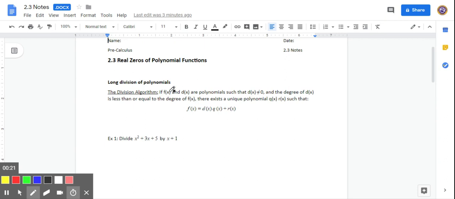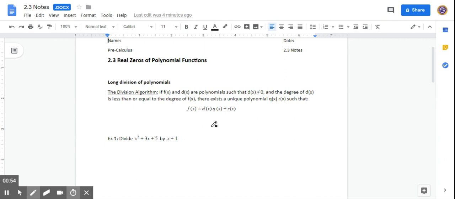This algorithm says if f of x and d of x are polynomials such that d of x is not equal to 0, and the degree of d of x is less than or equal to the degree of f of x, there is a unique polynomial, q of x and r of x, such that, and they give us this formula. That's a lot of mathematical language, basically to say this is going to be the nice way that we write our equation at the end when we divide polynomials.